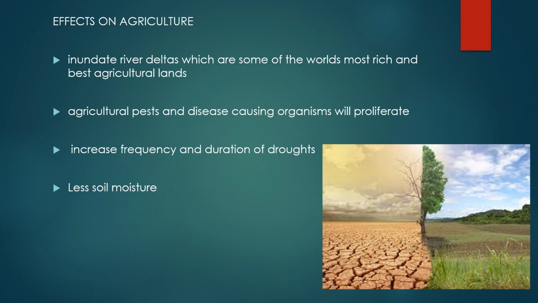Effects on agriculture. You have inundated river deltas, which are some of the world's most rich and best agricultural lands. So those river deltas will disappear because of the rising sea level. You also have agricultural pests and disease-causing organisms proliferate. So you have more pests and more diseases. You have an increased frequency and duration of droughts, that's already happening, and less soil moisture.